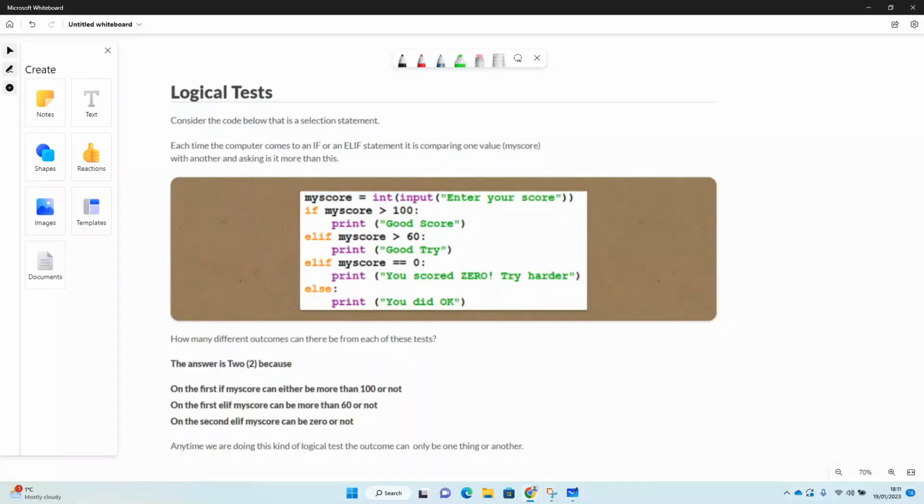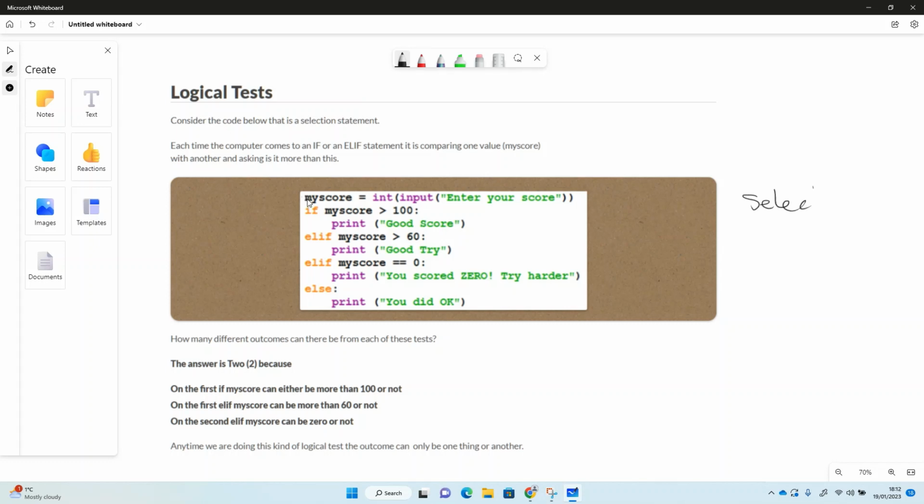Now, this video is just about logical tests. It's not a particularly tricky thing, really, but it's something that could potentially catch people out in an exam question. So, if you have a look at this code that we have got, an if statement, so it's selection.